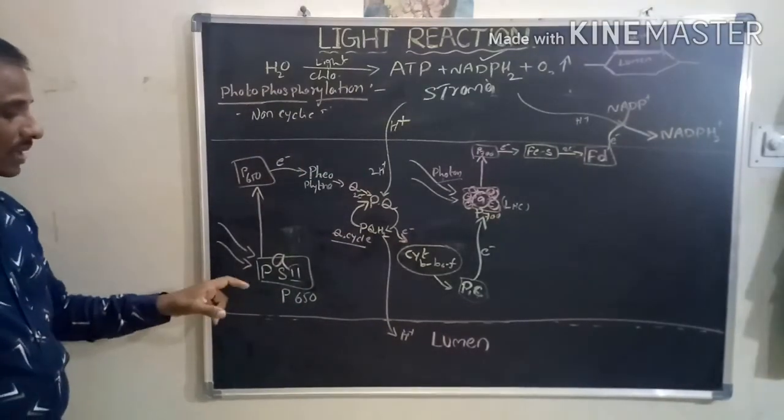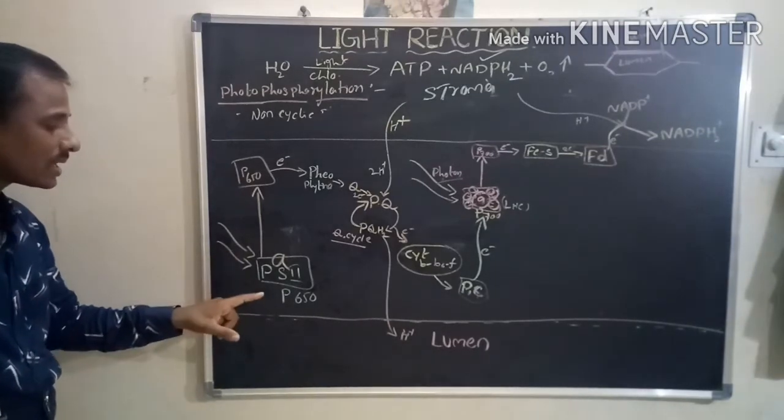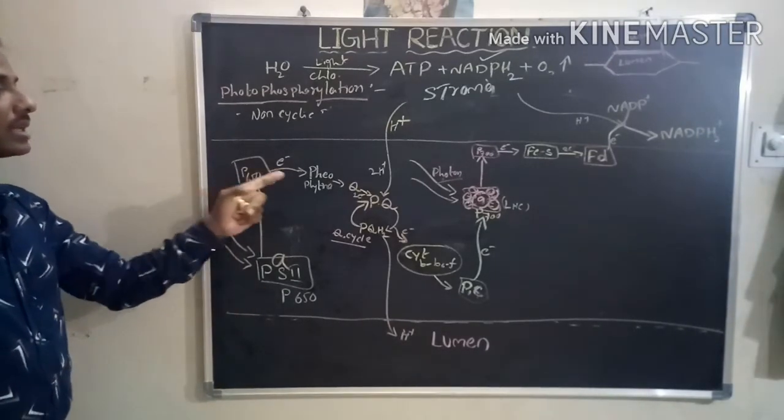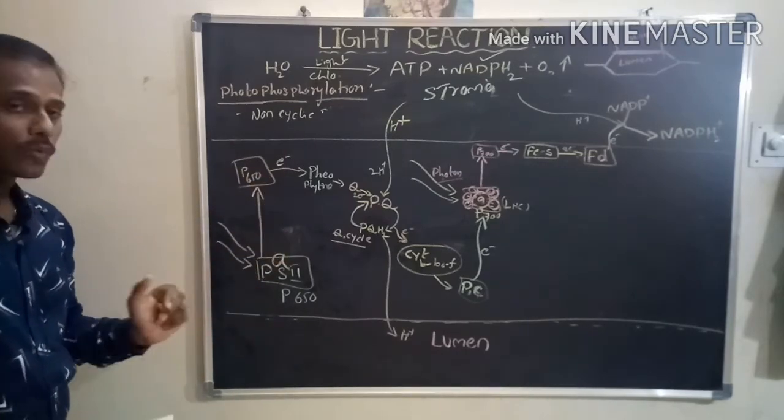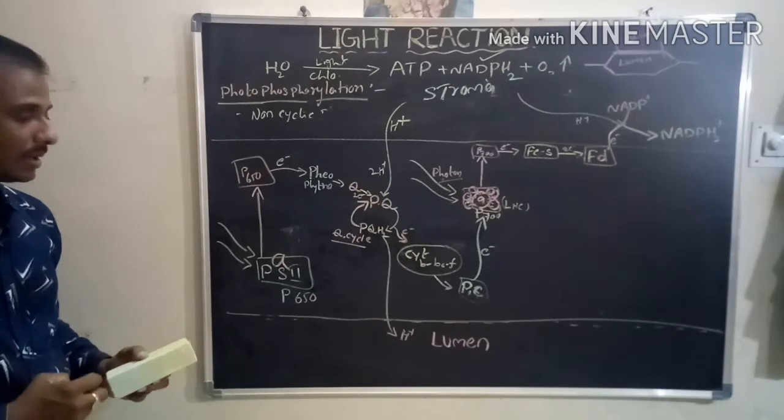So see here, when the P650 receives the light energy and is excited, it releases its electron. When it lost its electron, how does the chlorophyll molecule get its own electron?